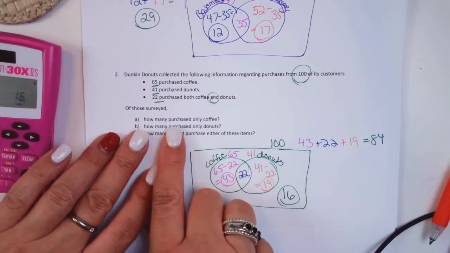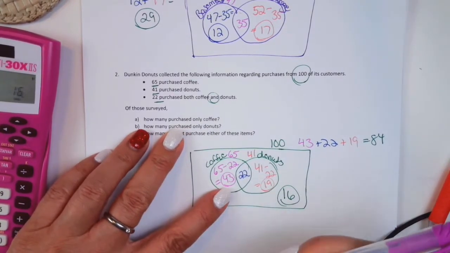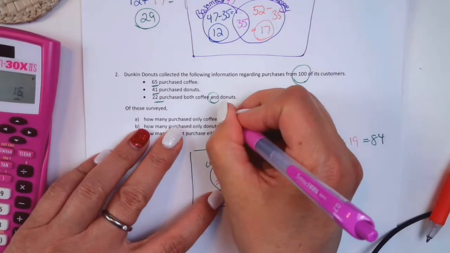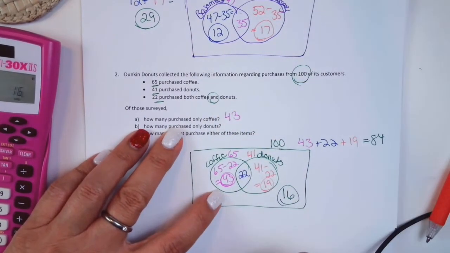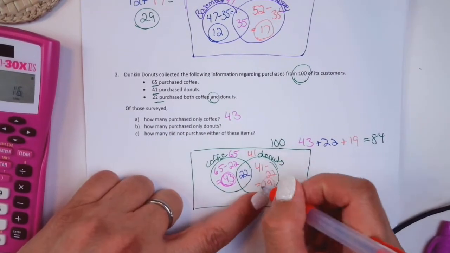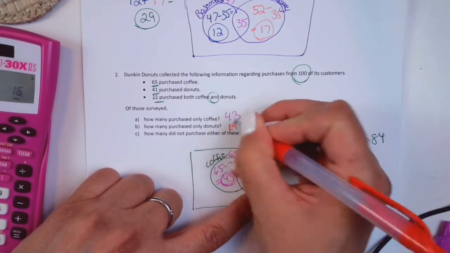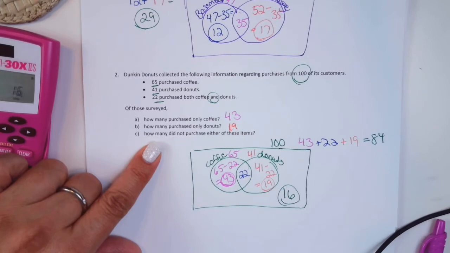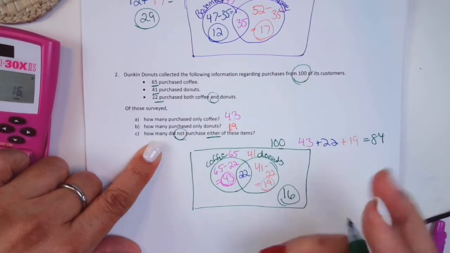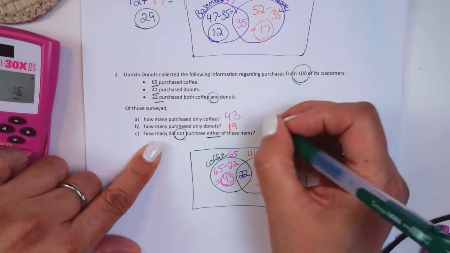So, how many purchased only coffee? Only coffee would be this number here because it is not in the intersection. 43. Only coffee. How many purchased only donuts? Well, that would be this number here because that is only donuts. How many did not purchase either of these items? So there's the did not purchase. Well, that's the number that's outside here, which is 16.